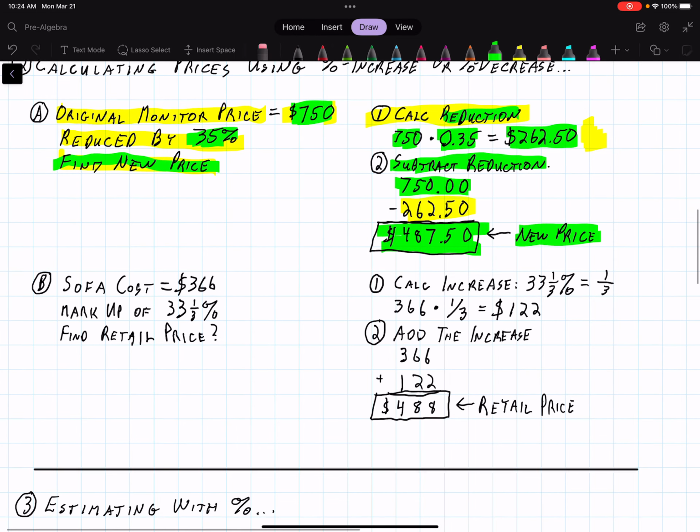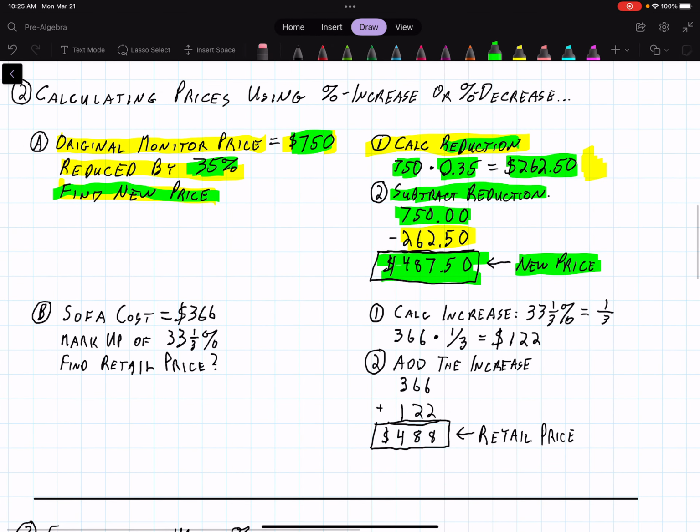Now what happens on an increase? Let's say you're the owner of a furniture store and you have sofas that you sell pretty good, a lot of them. They cost you $366. How much should you charge your customers so that you can make a good profit? Your internal markup percentage is usually 33 1/3. Okay, 33 1/3 being 0.3333 repeating forever. And if you add that markup, that's what you put on as your retail price, the price that you want your customer to pay.